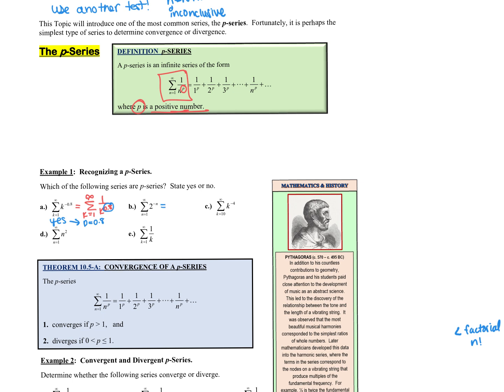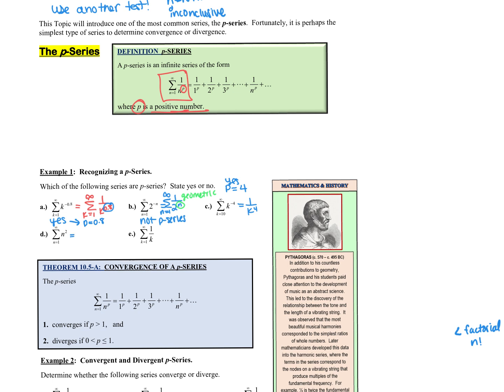Here, if we rewrite this one as 1 over 2 to the n, this is not a p-series because the power needs to be the number, right? Here, n is in the power, so this is geometric. So when n is in the power, this is geometric, right? So this is not a p-series. So the number has to be in the power and the n has to be in the bottom to be a p-series. This guy here, if we rewrite this, will be 1 over k to the 4. So the variable, or the n or the k, is in the bottom. The p, the number, is in the power. So this is a p-series with p equal to 4.